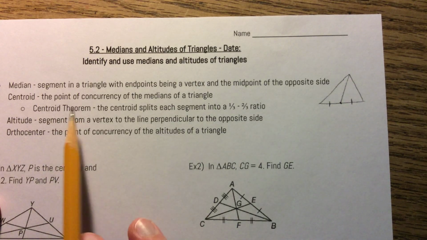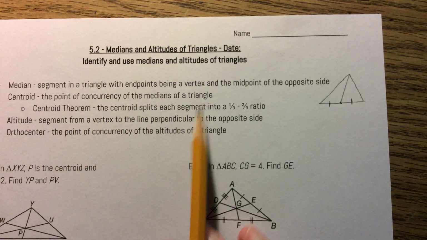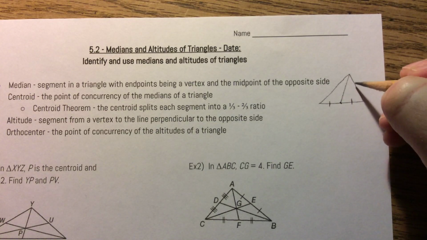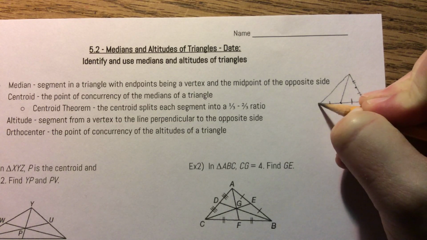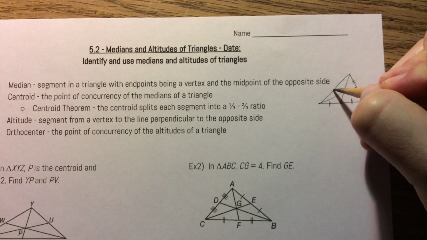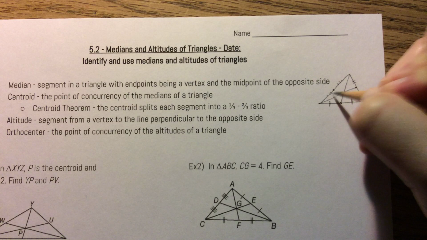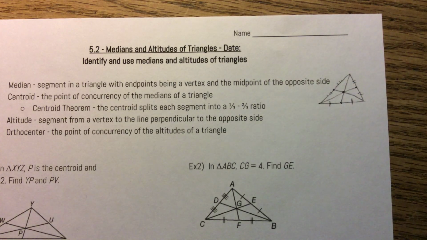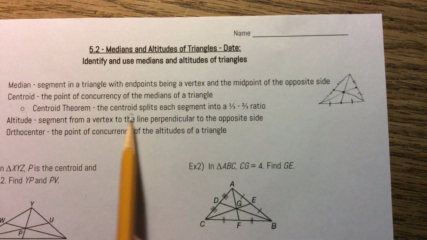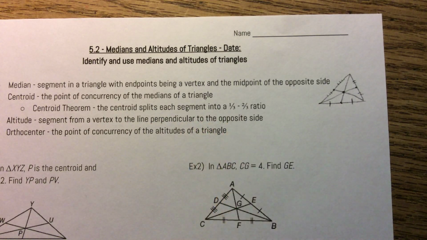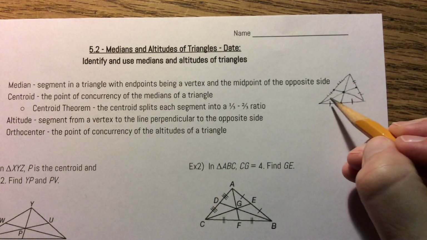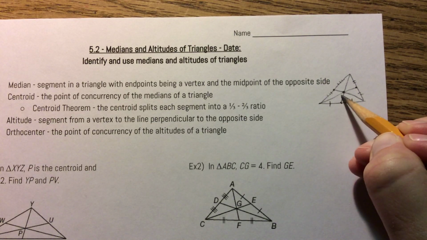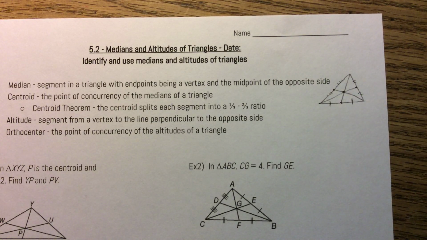The centroid is the point of concurrency of the medians of the triangle. So all three medians and where they intersect each other. If I try to draw this freehand here, let's see how I do. So these all intersect at that point in the middle. So that is the centroid on there. Centroid theorem says that the centroid splits each segment into a 1/3, 2/3 ratio. So on here, this would be 2/3 of the way across, and this would be another third on there.